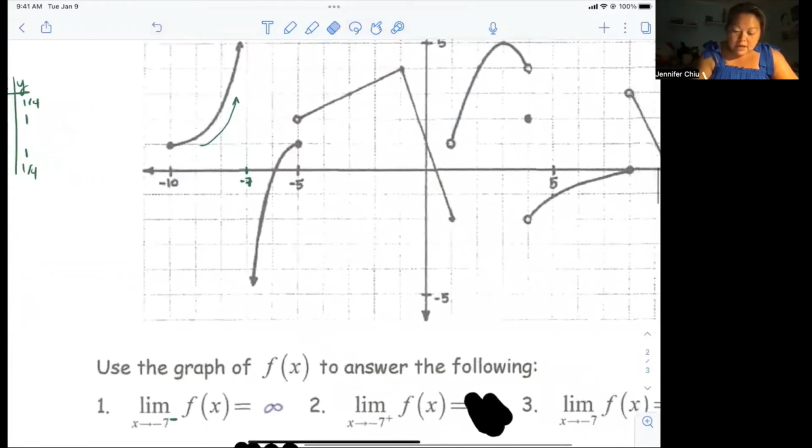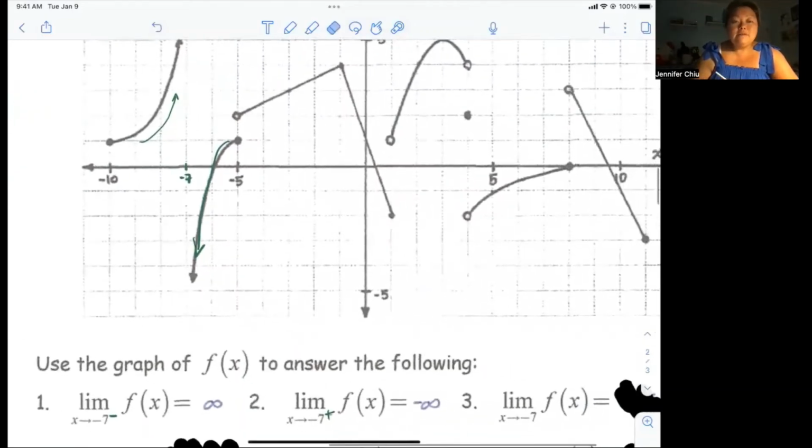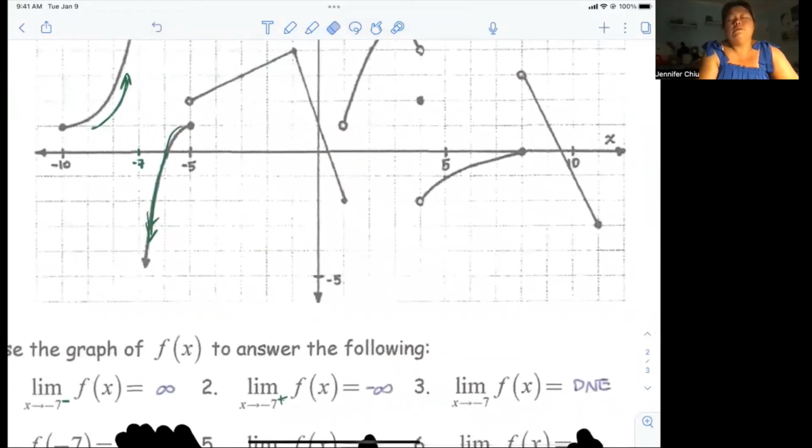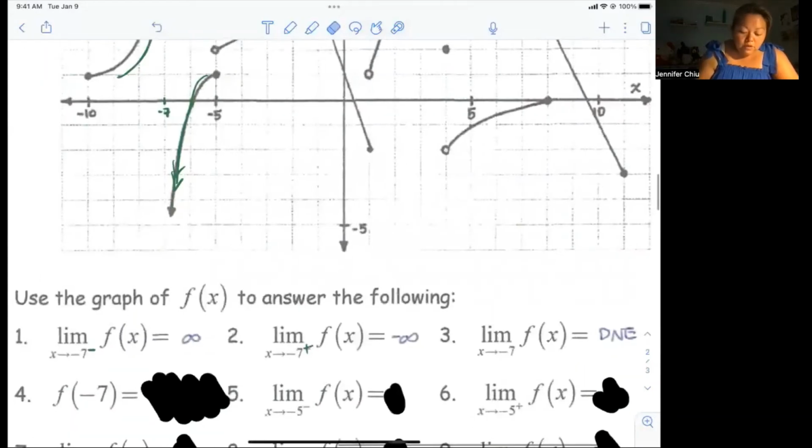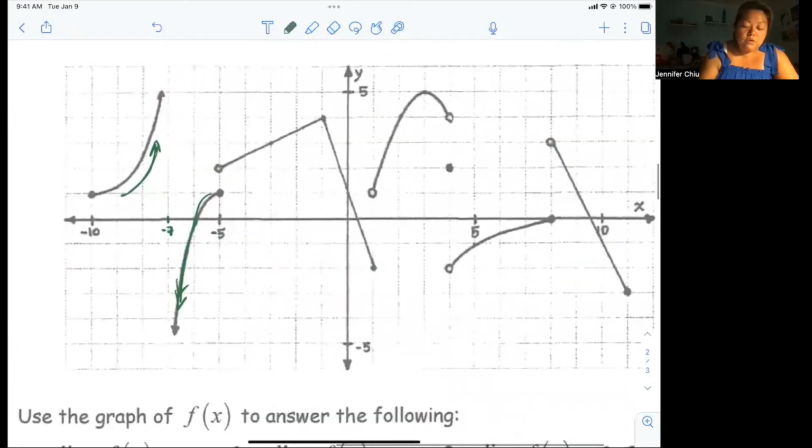Okay, now let's come at it from the other side, from the positive side. So coming from the positive side, where's my graph going? It's going down, down, down to -infinity, hence that is my answer. So, does the limit exist at -7? Well, one side is going up to positive infinity, one side is going down to -infinity. They're never going to meet up with each other, so the limit does not exist. A lot of times people shorthand it with DNE, and that is totally fine. Now, does the value at -7 exist on this graph here? Well, if you were to graph this out, you know that there's an asymptote here.